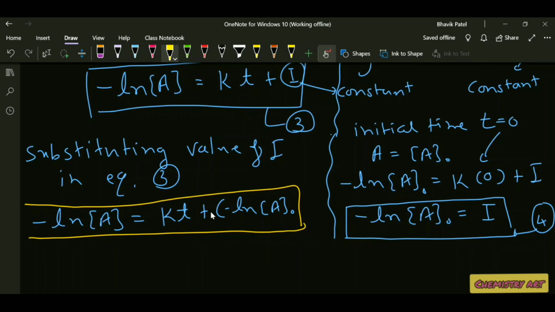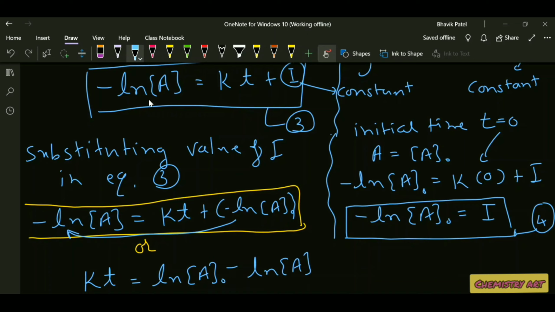This equation can also be written by taking ln A to this side. By taking the ln A, minus ln A naught, to this side, we can write kt is equals to, kt remains here and this goes to this side, so it will be plus ln A naught minus ln A. So this is again another important formula.